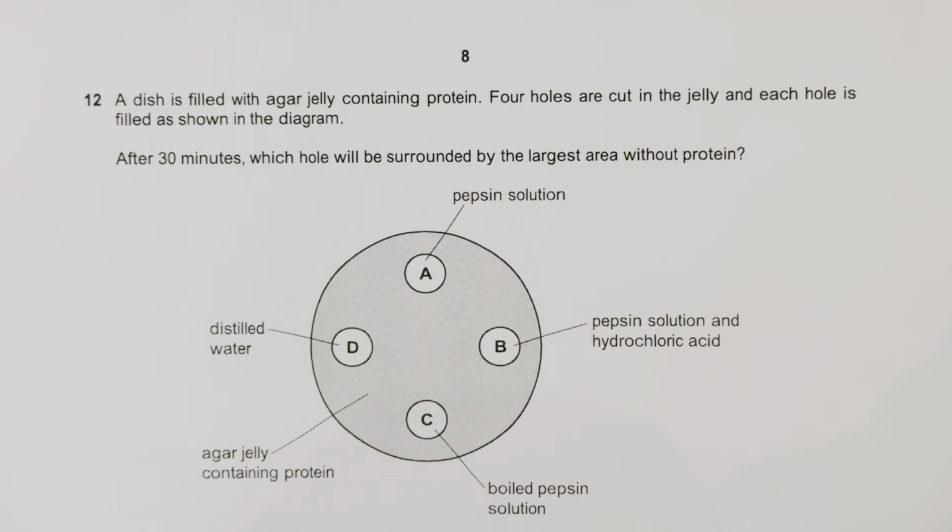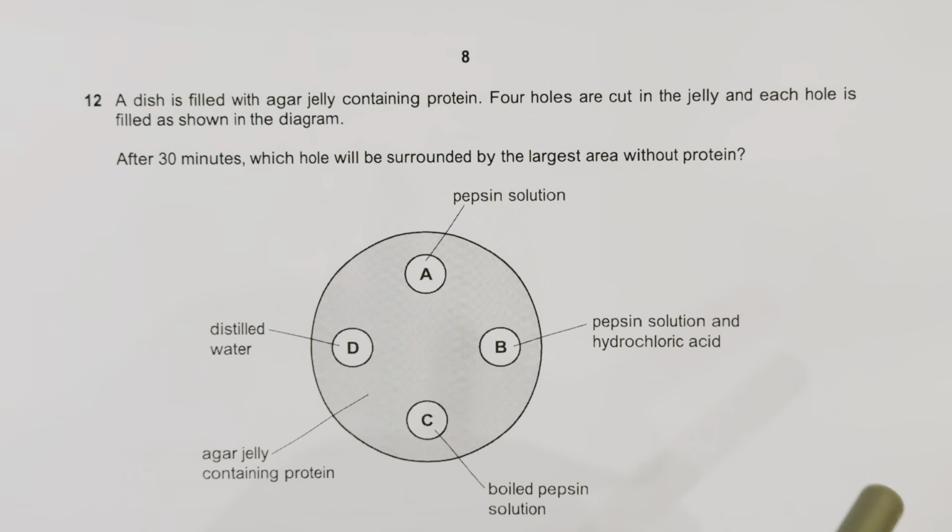Question 12 is that a dish is filled with agar jelly containing protein. Holes are cut into the jelly, A, B, C. Each hole is filled as shown in the diagram. After 30 minutes, which hole will be surrounded by the largest area without protein?